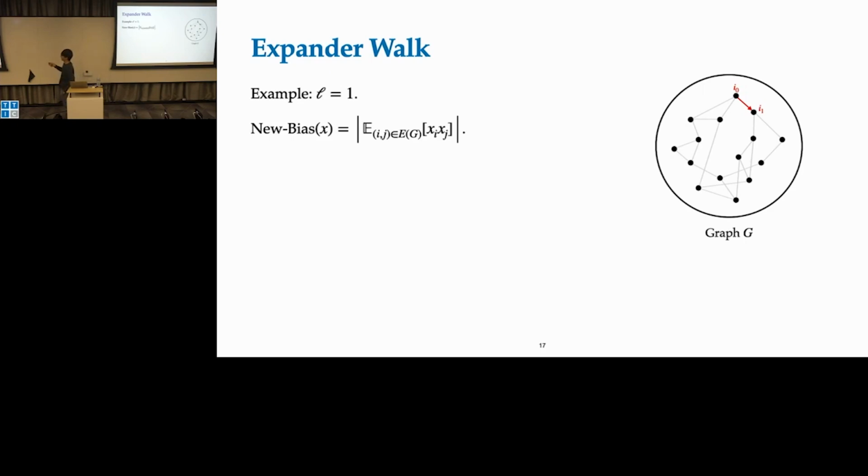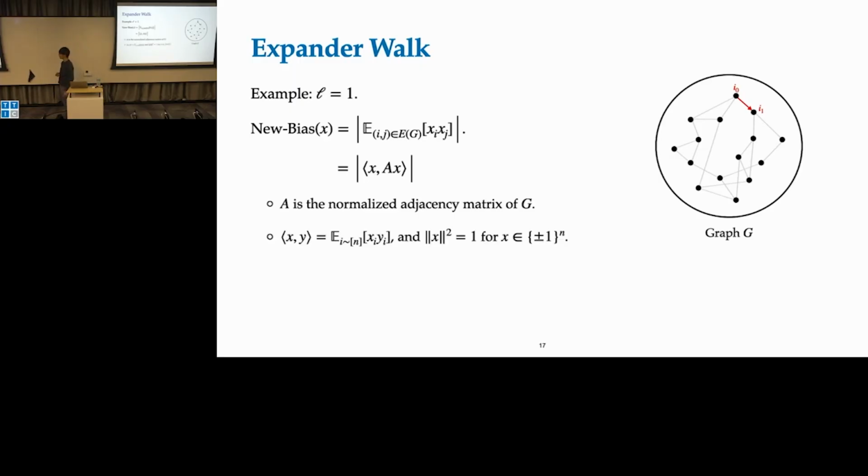Anyway, so L equals 1. We can write the new bias in terms of this expectation over edges ij of x_i x_j. The nice thing about this is now we can write this as a quadratic form. Here, the matrix A is the normalized adjacency matrix of the graph. The inner product here is the expected inner product, expected over indices i of x_i y_i. And notice that using this inner product, for any plus minus 1 vector, the norm is 1.